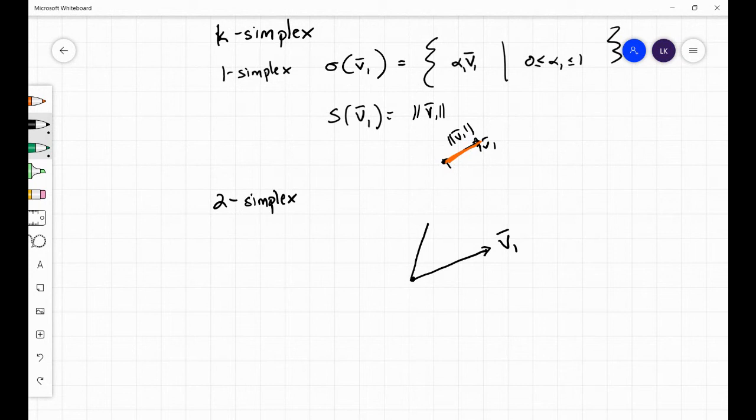So you have 2 vectors. It's the area of the triangle that's defined between the vertices 0, 0, 0, and the positions given by vectors v1, v2. Right. Okay.